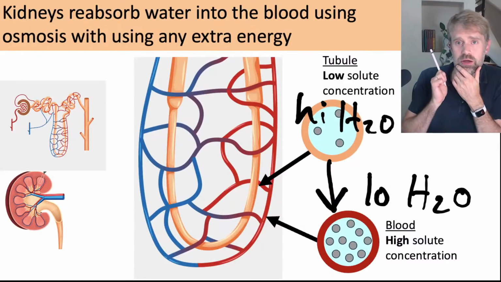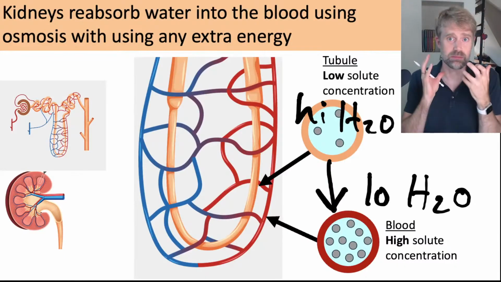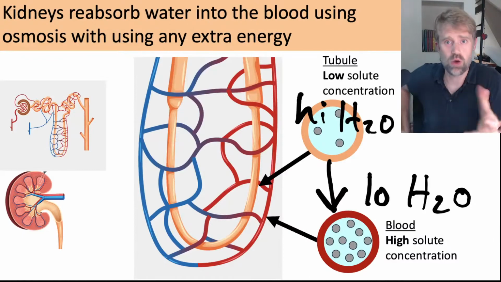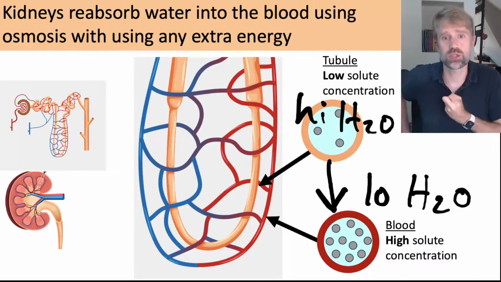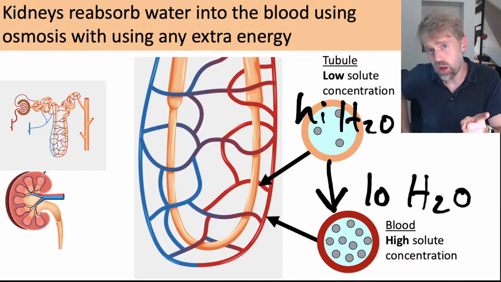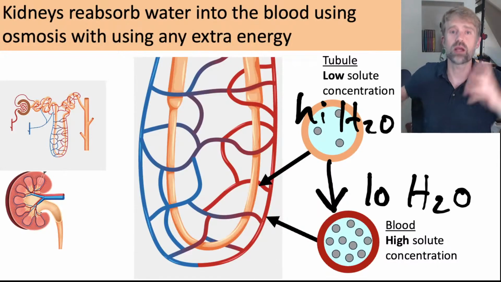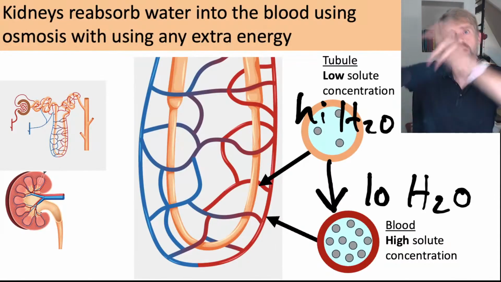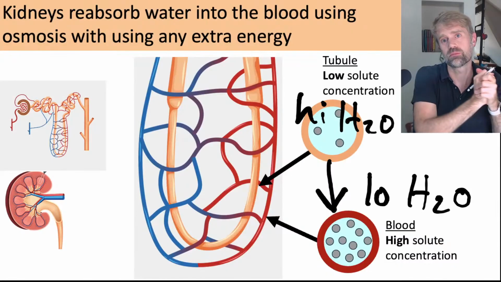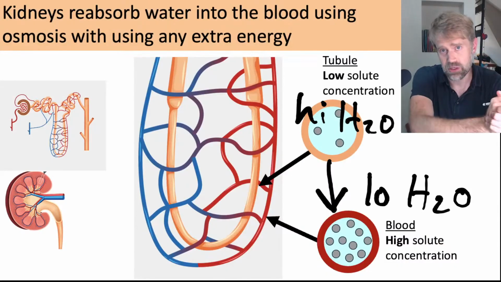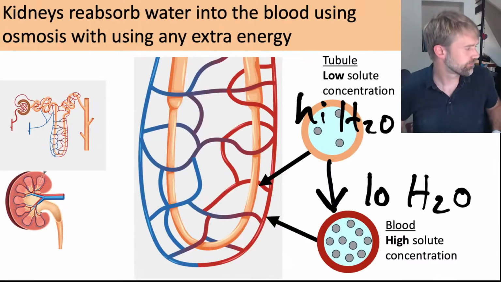Again, you can think about it two ways. You can think about the blood with a high solute concentration in osmosis pulls water towards it. Water is drawn towards higher solute concentration. Or you can figure out what the water concentrations are, and you can think about water moving from high concentration to low concentration. Okay? And that water concentration is going to be the opposite of the solute concentration. And there you go.